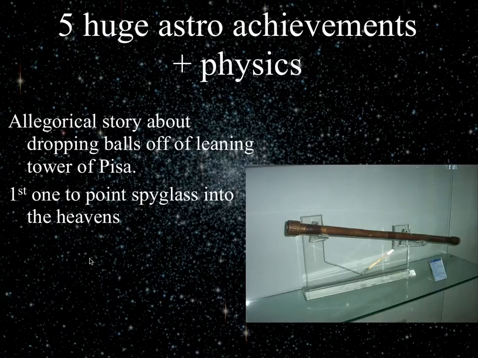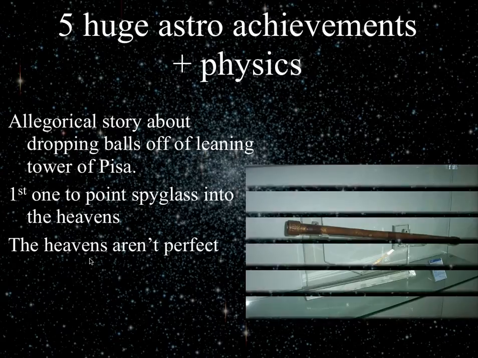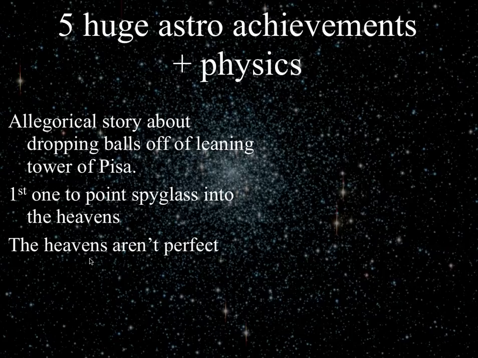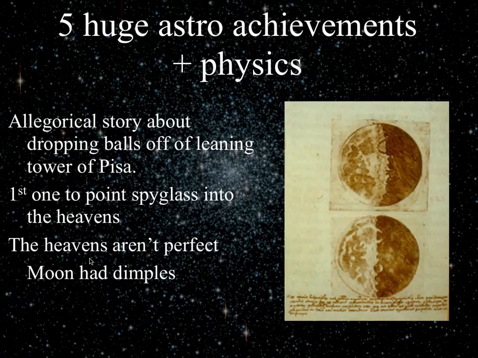We have 5 big achievements of Galileo in regards to astronomy. There is the story of him dropping balls off the Leaning Tower of Pisa. As I said, he pointed a spyglass to the heavens. He looked at the moon with a telescope and saw that it has dimples.